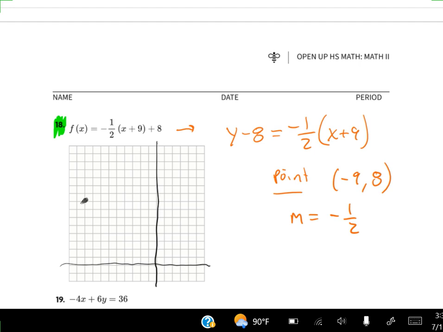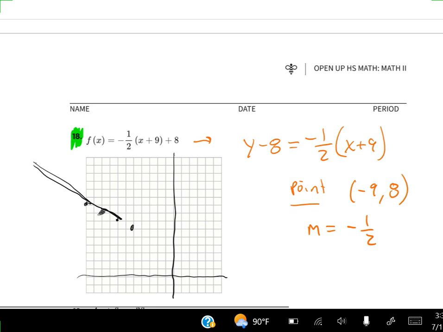And once we have that point, we're going to just use our slope of negative 1/2 to generate a couple other points. So we can go down 1 to the right 2, down 1 to the right 2, or we could go up 1 to the left 2 to get our other point. And this graph is going to look something like this.